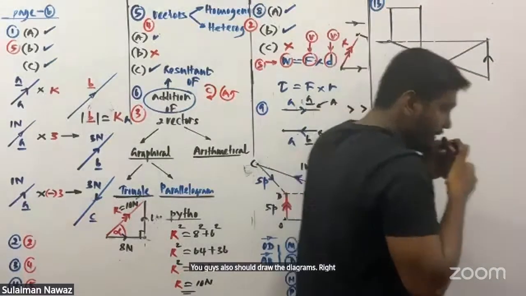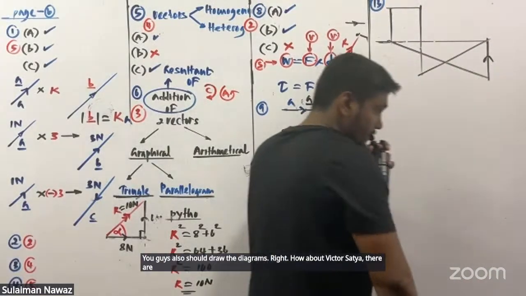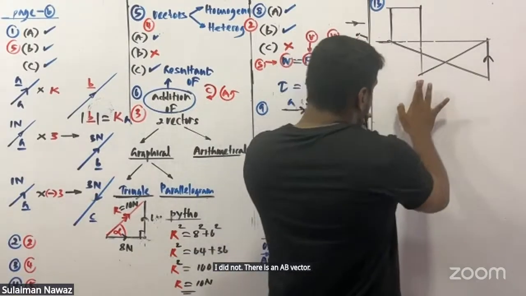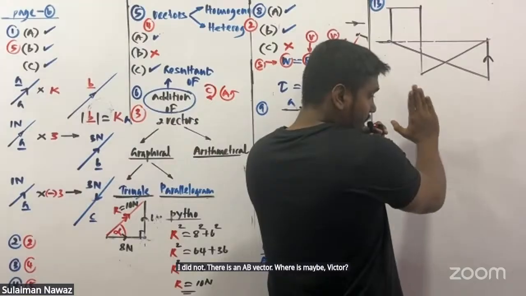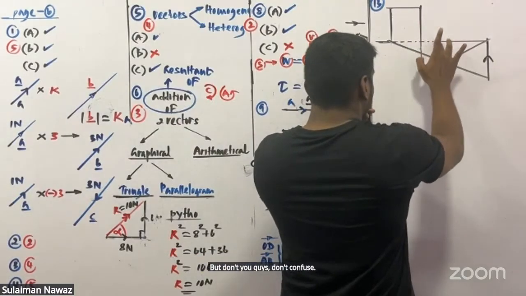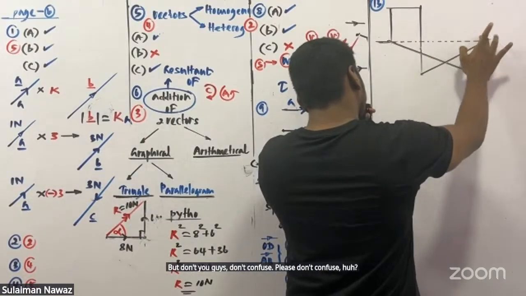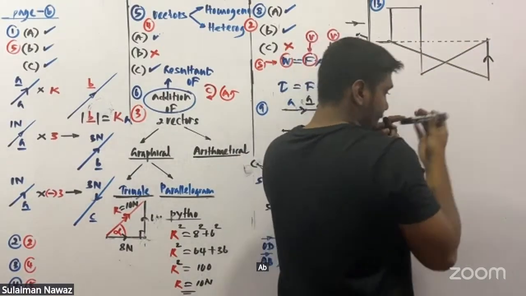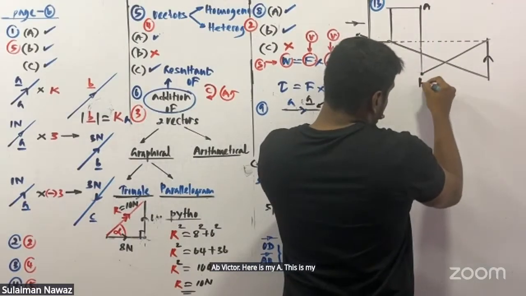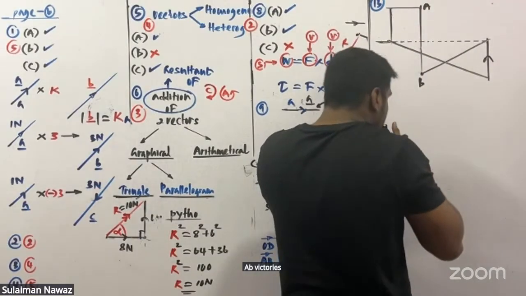Right. How many vectors are there? There are 6 vectors. Then they tell AB vector. Where is my AB vector? It seemed like you're confused, but you guys don't get confused. Please don't get confused. AB vector. Here is my A. This is my B. AB vector is acting in the vertical downward direction.